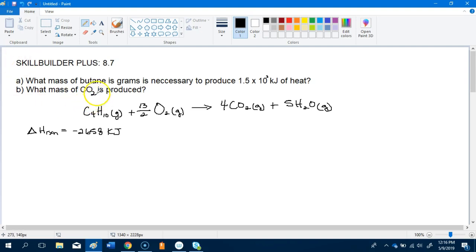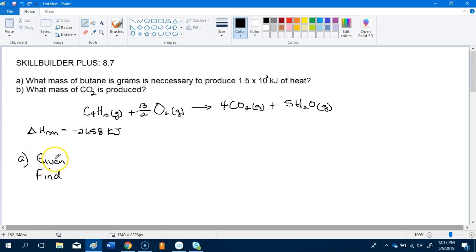Also, we're looking at the gas that's produced. How much carbon dioxide is produced when you burn this much butane? And of course, carbon dioxide is a greenhouse gas. So again, lots of connection to real-life, world problems, climate change, that kind of thing. So let's take a look at how to solve this problem.